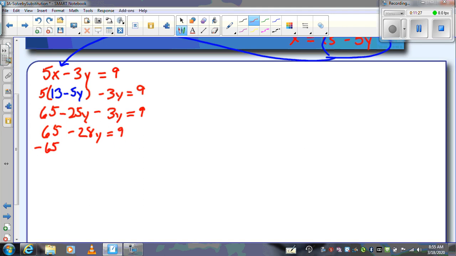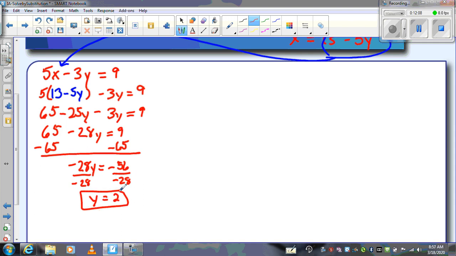So let's subtract the 65 from both sides. And I have negative 28y is equal to, uh-oh, well, running into a little bit of technical issue here. So we have negative 28y is equal to negative 56. Divide both sides by negative 28. And looks like y must be 2. Box that. We are good.